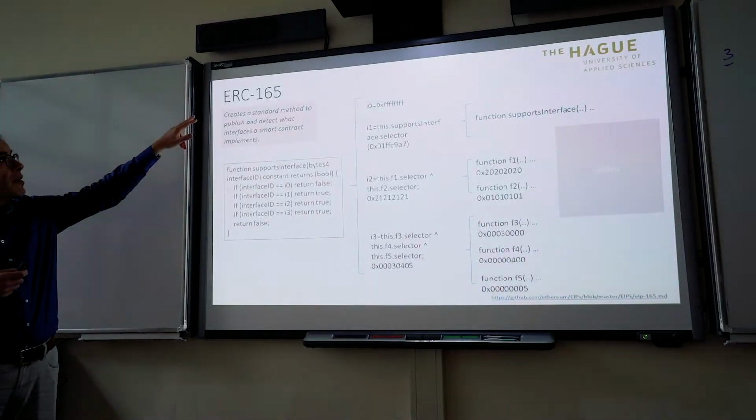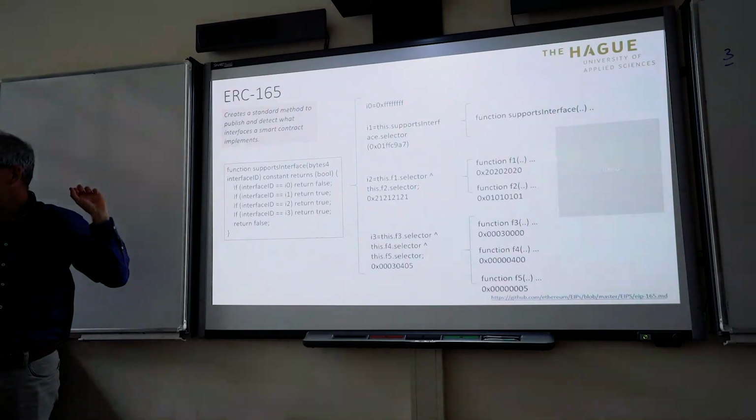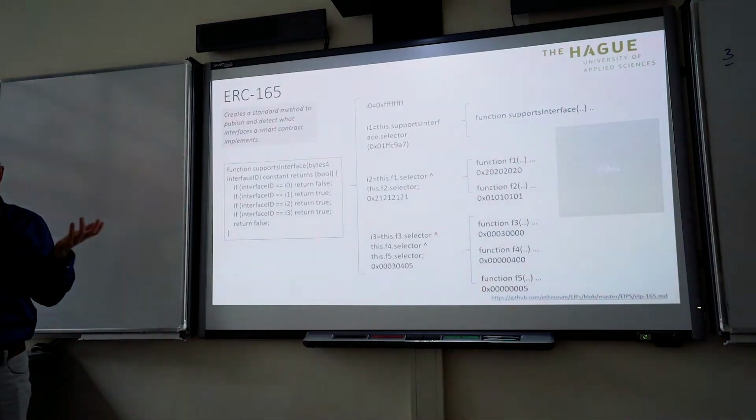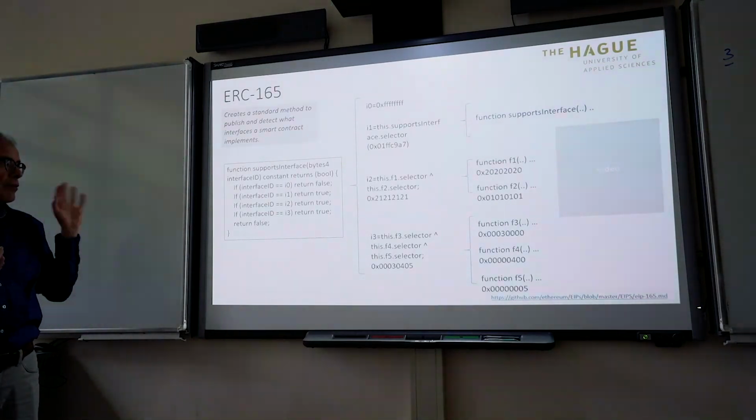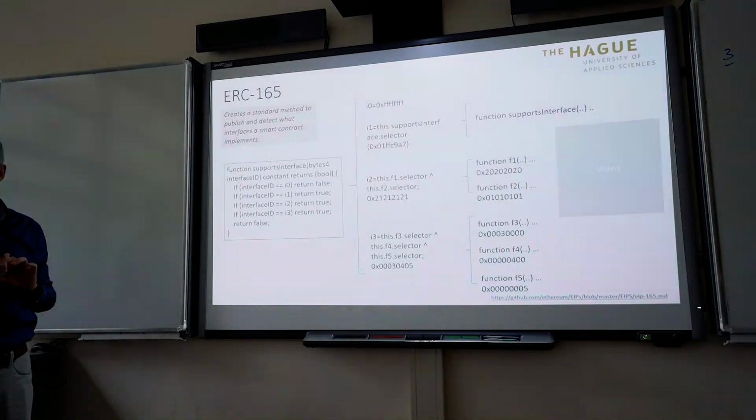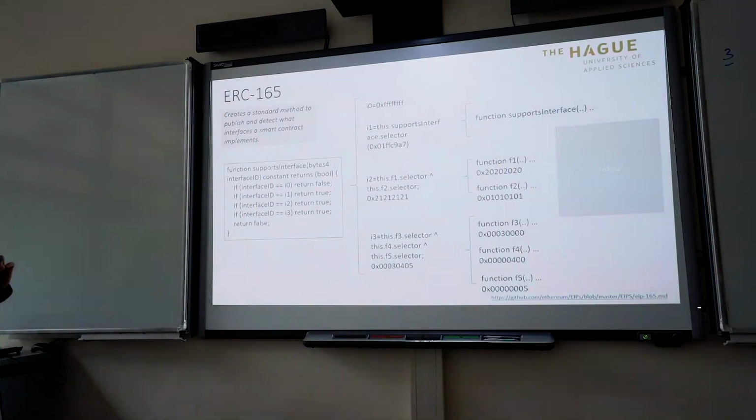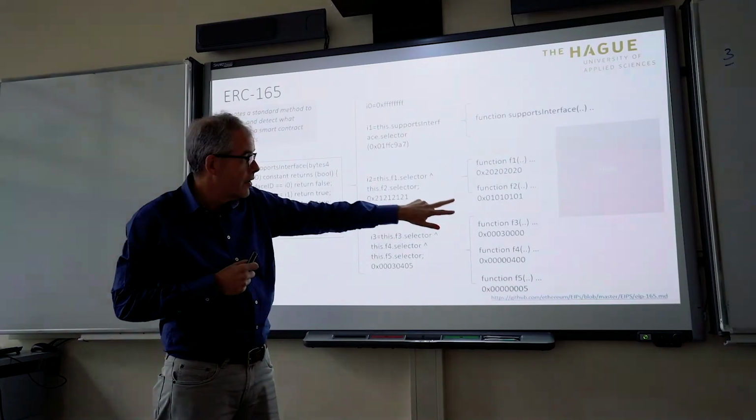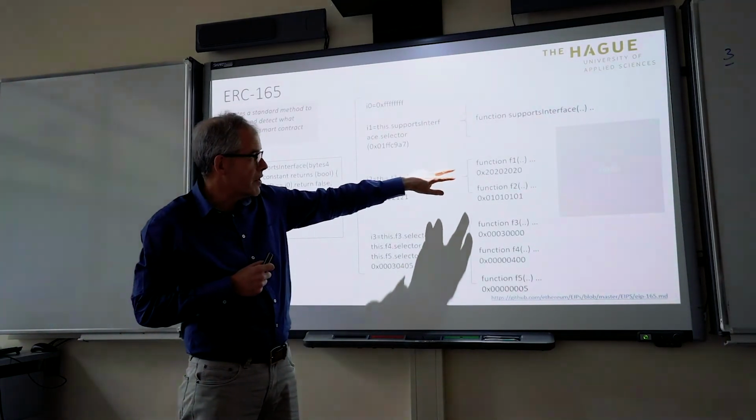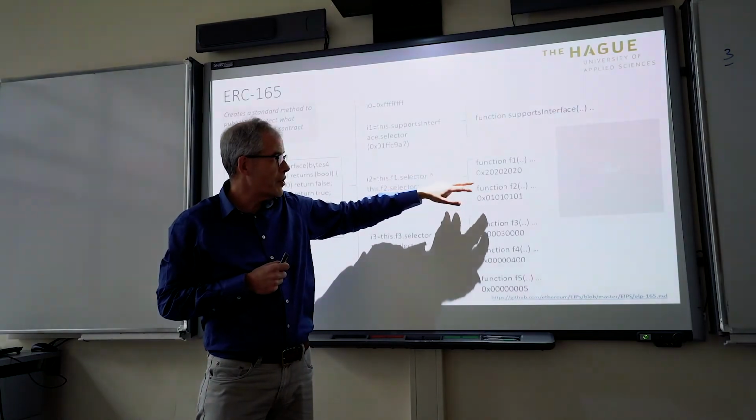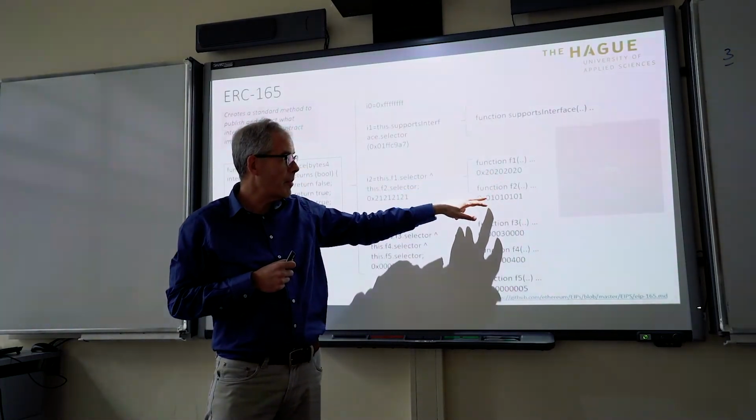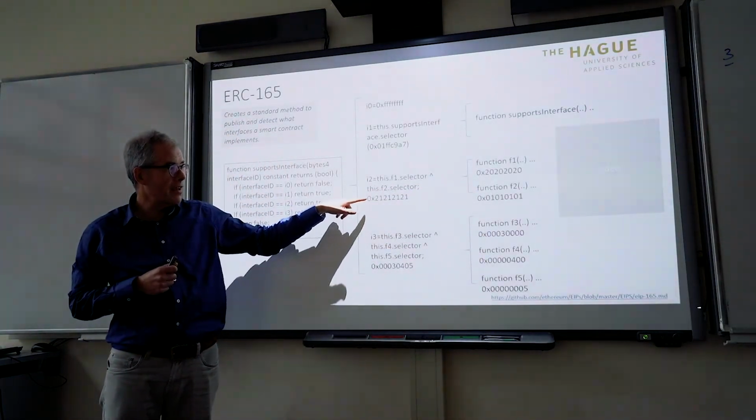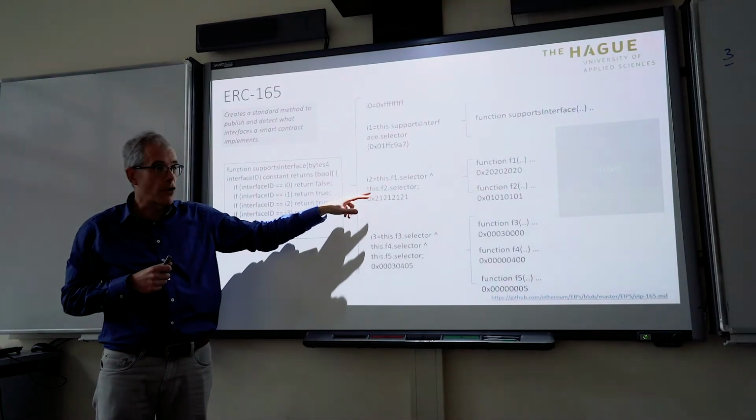Okay, here we have the ERC165 again, which we also saw this morning. It's also used in here to recognize if the contract really supports the 721 interface. I've added, by the way, an example to see how the exclusive OR works. So if you, for example, have this function and this function with this 4 byte and this 4 byte, and you exclusive OR that, then you see a pattern like this. So it's a combination of these two.